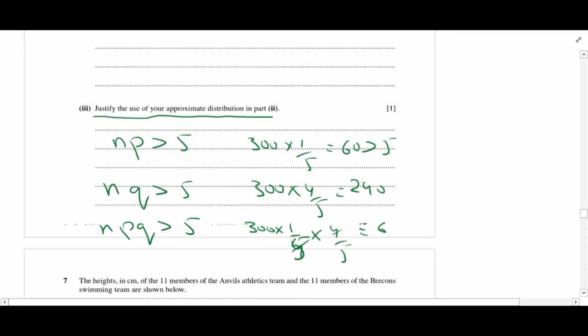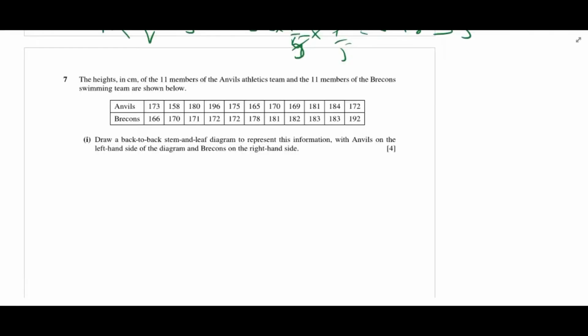1 upon 5 was this. So this is 1 upon 5. Sorry for that. This would be, I think, 48. So this is again greater than 5. This is again greater than 5. So this is our required answer.